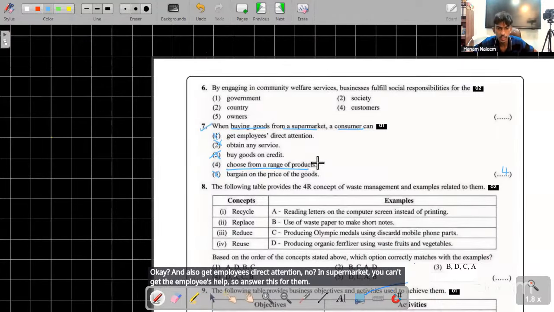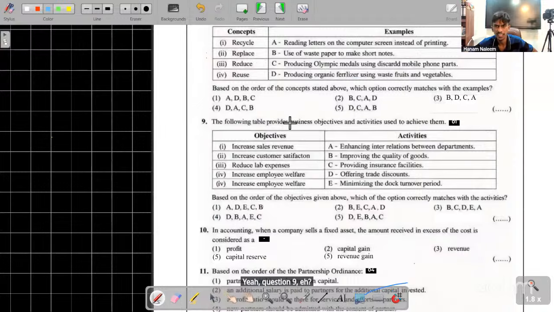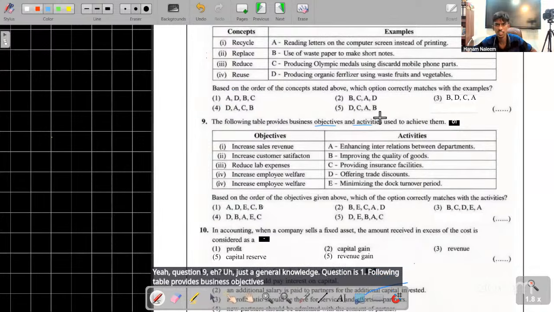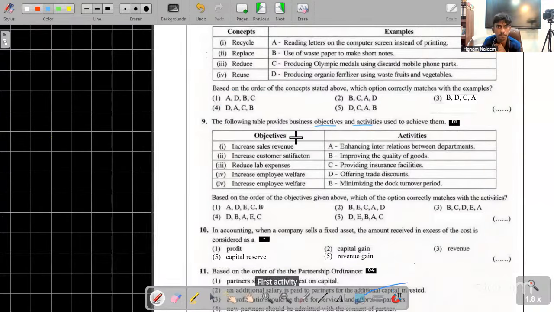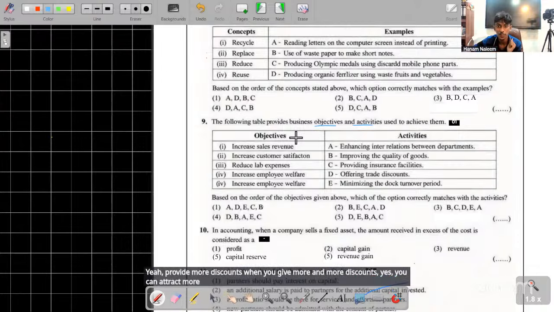Question 9. It's a general knowledge question. The following table provides business objectives and activities used to achieve them. So easy. If you want to increase the sales, what do you have to do? What is the activity you will do? If you want to increase sales, provide more discounts. When you give more and more discounts, you can attract more customers. So maybe for the first one, we can take D.